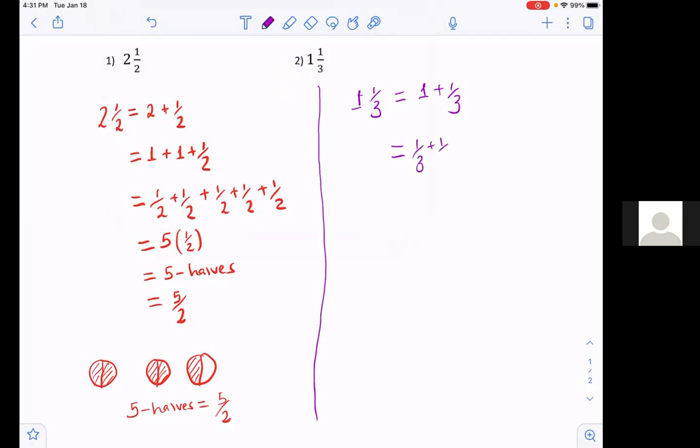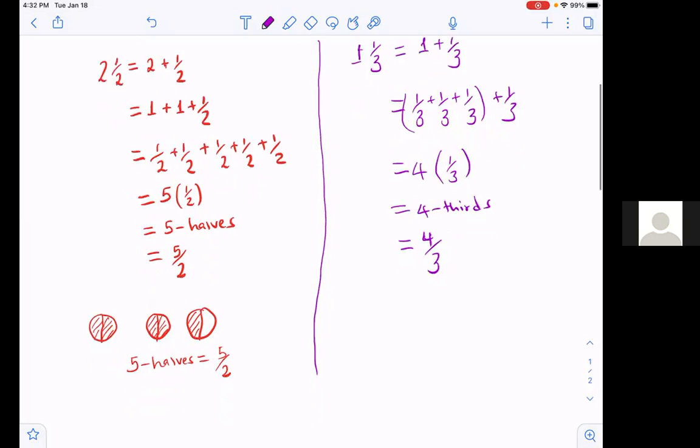3 thirds make 1 whole. And this gives us a total of 4 thirds, which we usually say it is 4/3 as our improper fraction for 1 1/3.